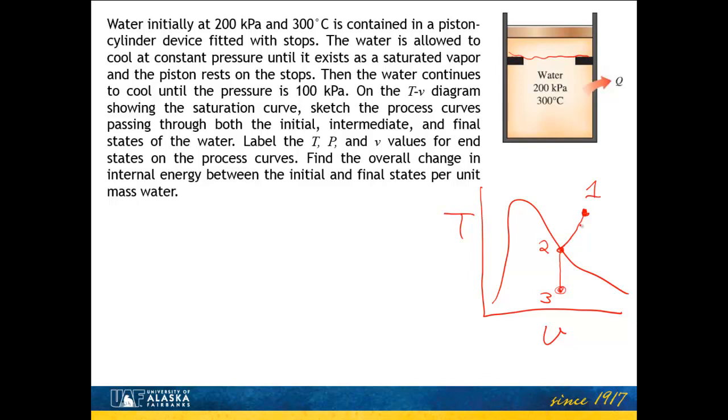So this is an isobar at 200 kPa. But once I hit the stops, the pressure is going to decrease. In fact, we're told that it decreases to 100 kPa. So there'd be another isobar there, at 100 kPa, and there's my final state. So that's what my process looks like, and it's important to keep track of what's going on here.